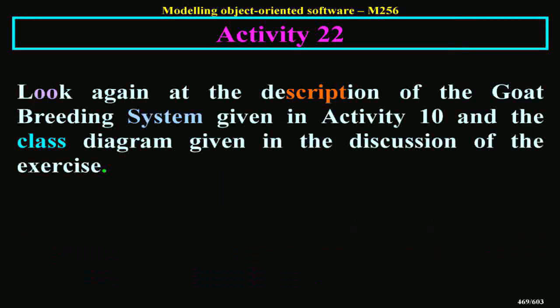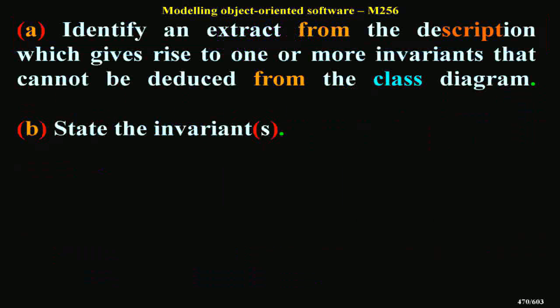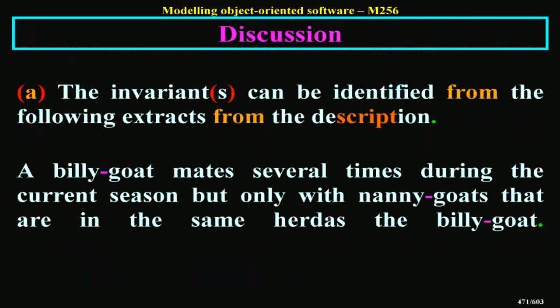Activity 22. Look again at the description of the goat breeding system given in Activity 10 and the class diagram given in the discussion of the exercise. Identify and extract from the description which gives rise to one or more invariants that cannot be deduced from the class diagram. B. State the invariant S. Discussion. The invariant S can be identified from the following extracts from the description.